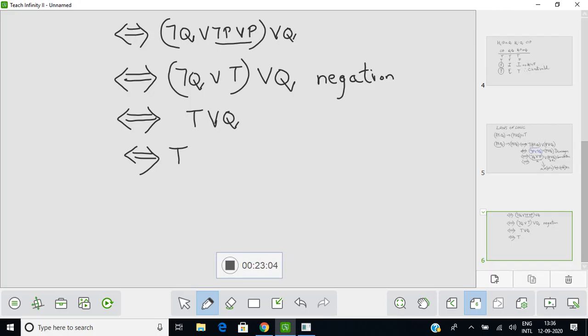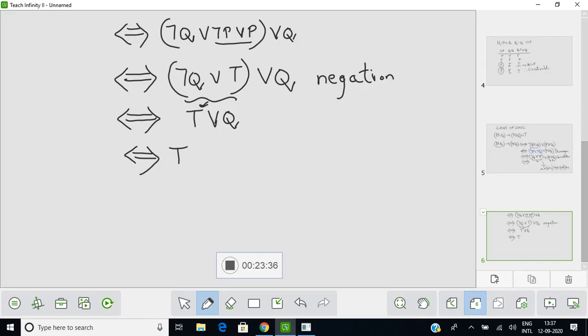Now I know that negation P or P, by the negation law, is a tautology. Please substitute. So this implies negation Q or P or Q. But negation Q or P is once again a tautology. This particular portion reduces to a tautology. Therefore, this shrinks to T or Q, and we know that a tautology or any other variable is a tautology. Therefore, we end up with a tautology.